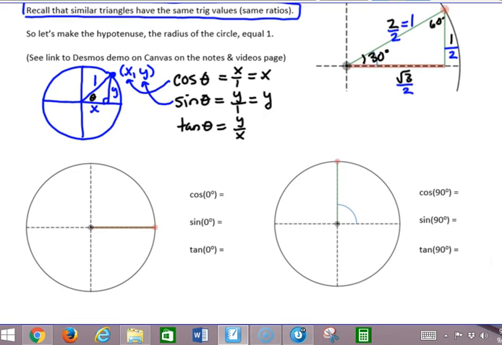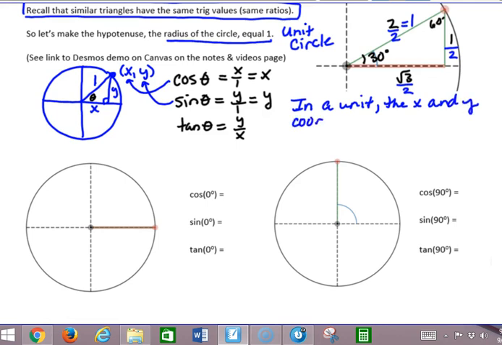Now this special circle that has a radius of 1 is called a unit circle because its radius is 1 unit. Let's do that again. So in a unit circle, the x and y coordinates give me the cosine and sine values. That's going to be extremely helpful in finding the trig values of certain angles.